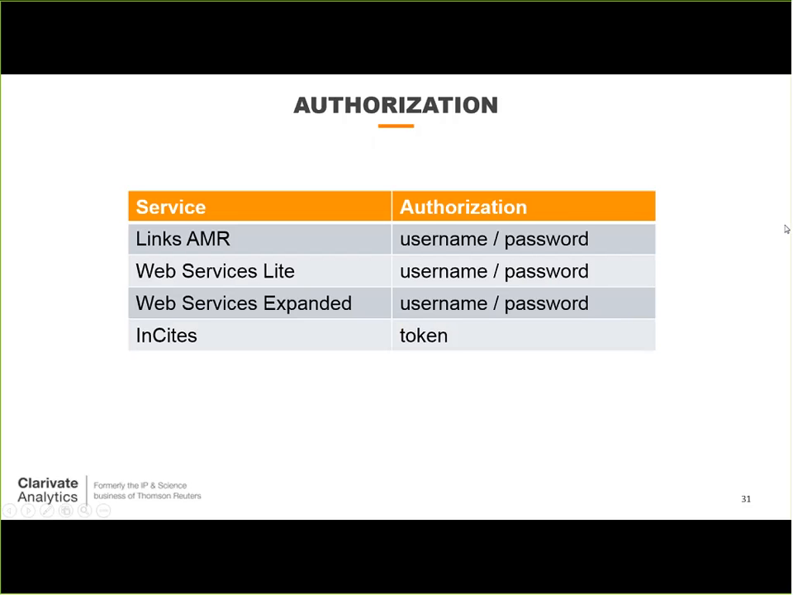So now let's go for some live examples. I'm going to use Postman to call these APIs and check some results. Just a heads up on authorization. So our web services use authorization. So Links AMR, Web Services Lite, and Web Services Expanded use a username and password for authorization. This username and password is given to you or to the administrator of your account, when you're entitled to use these web services. And the Insights API uses a token as authentication.